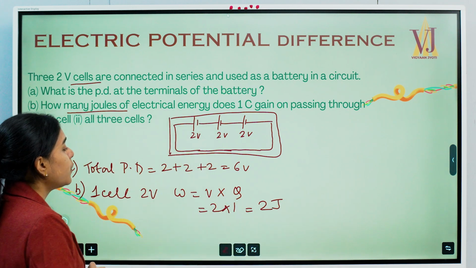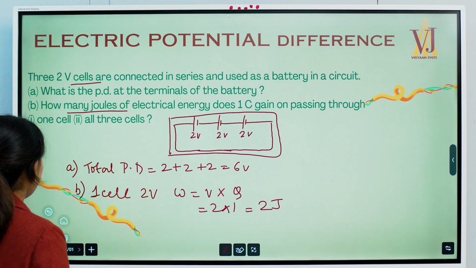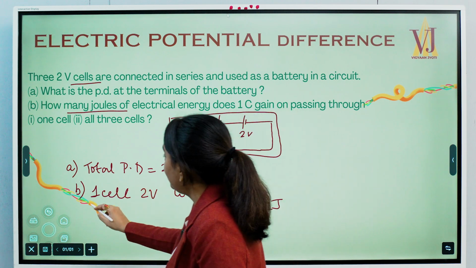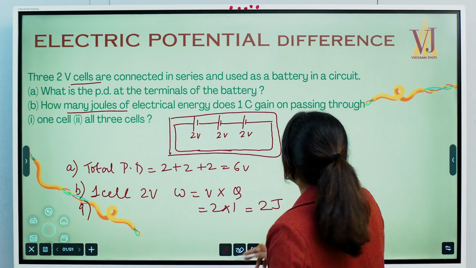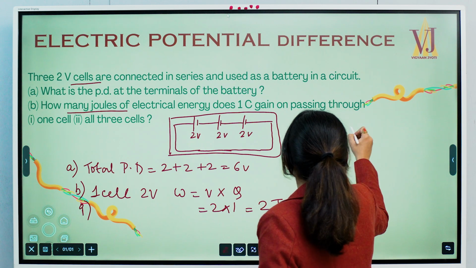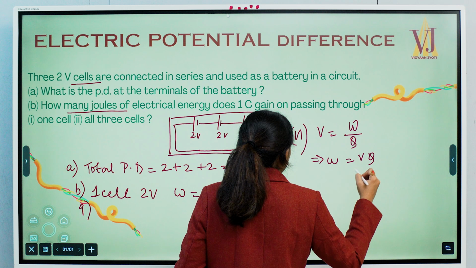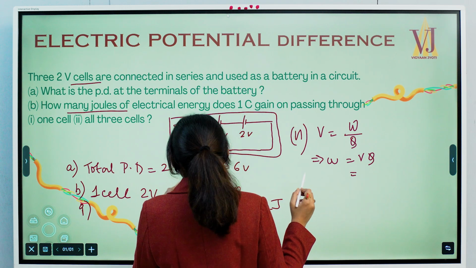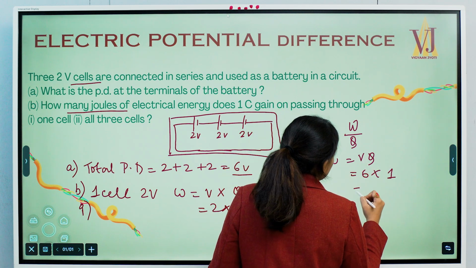So 2 joules of work will be done in moving 1 coulomb of charge through the 2V potential difference. So this is B1. Now next comes B2, that is all the 3 cells. Again same story. So W by Q, so we have to find W is equal to VQ. Now what is my V? Here V is total 6 volt. So we will do 6, and coulomb same, 1 only. So it will be 6 joules.